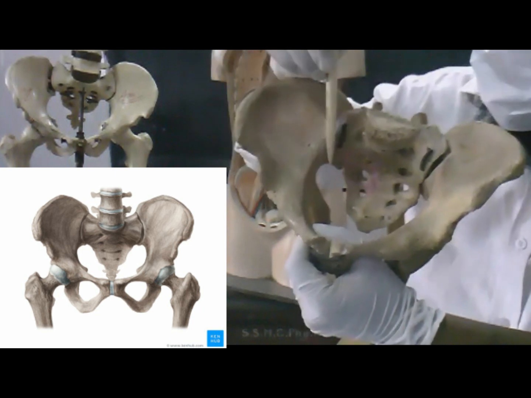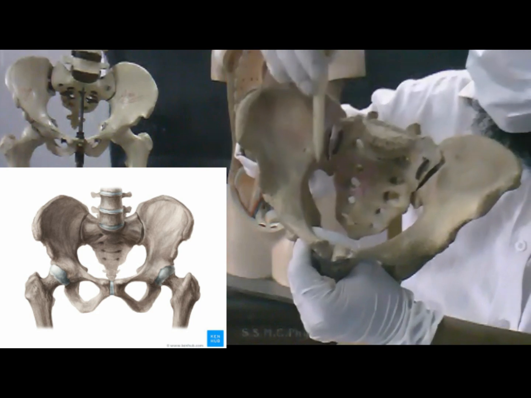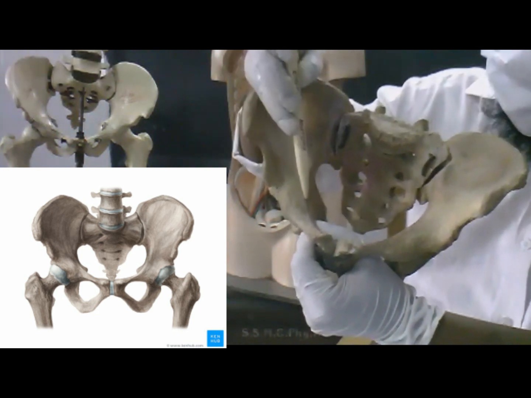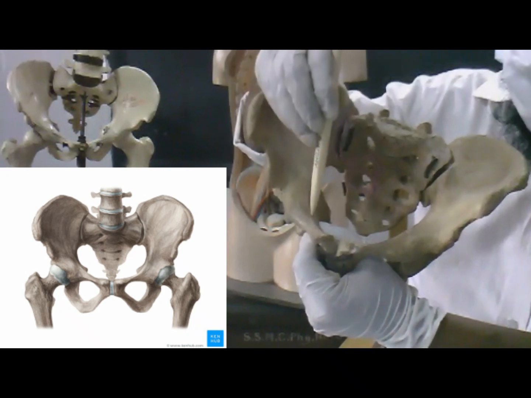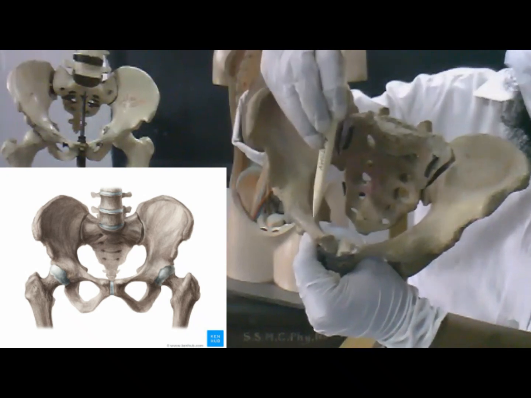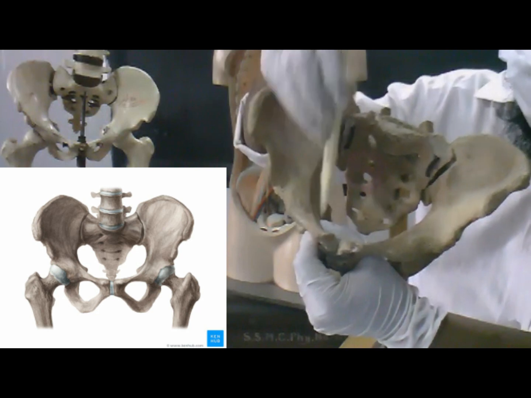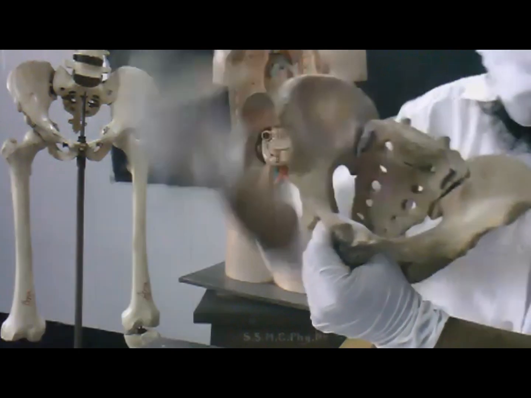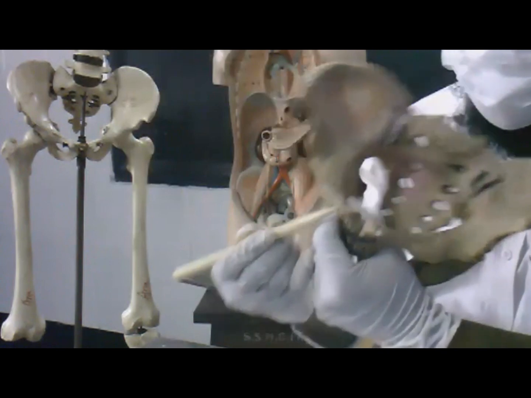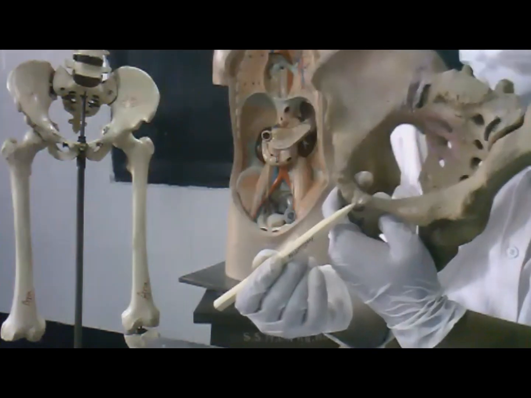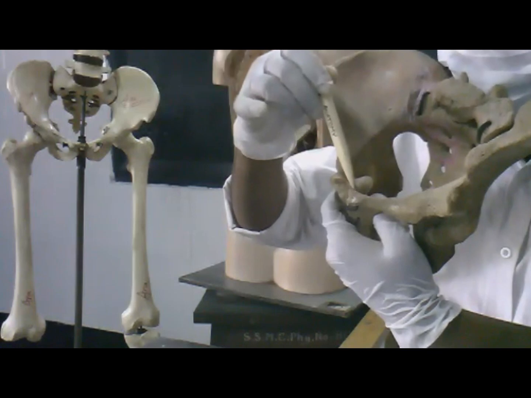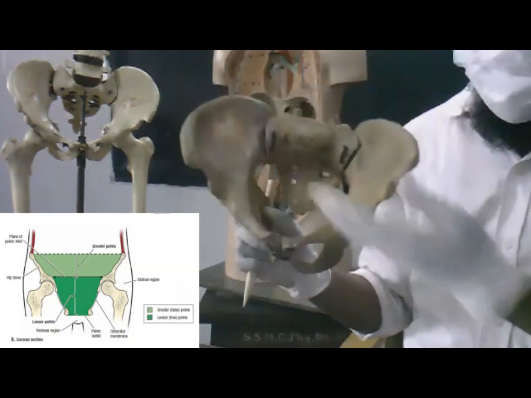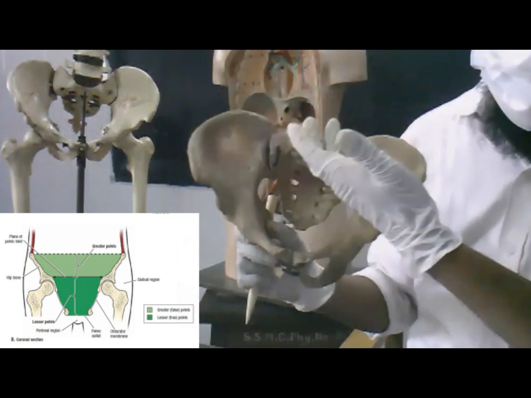Okay, and this linea terminalis also consists of three structures. One is the arcuate line of the ilium, then the pectineal line of the superior ramus of the pubis, and the pubic crest. Here the pubic crest is situated. This one is the pubic tubercle. But here is the pubic crest. Clear?